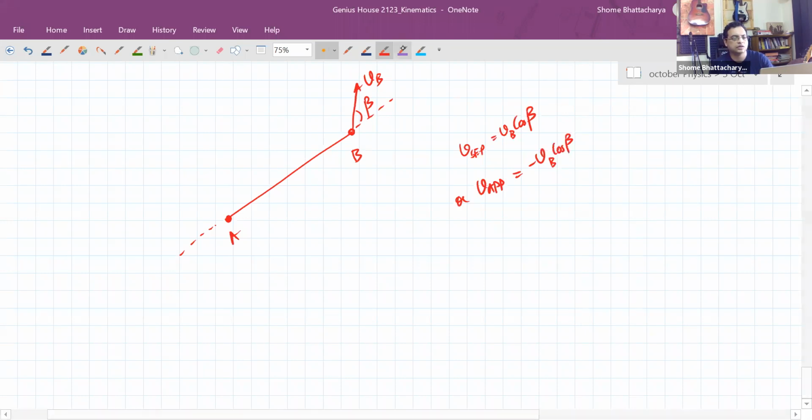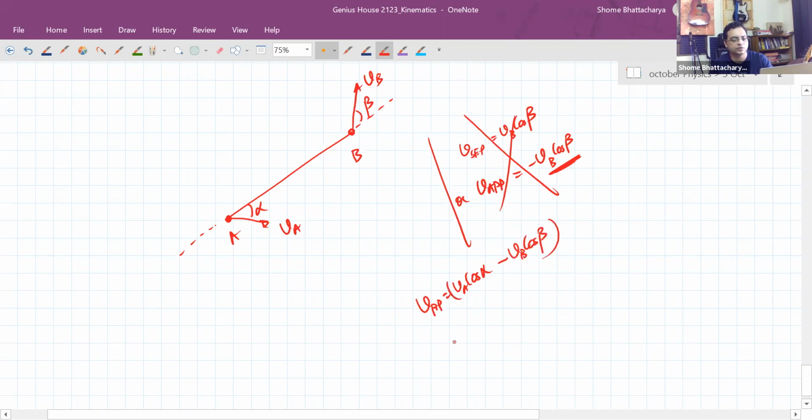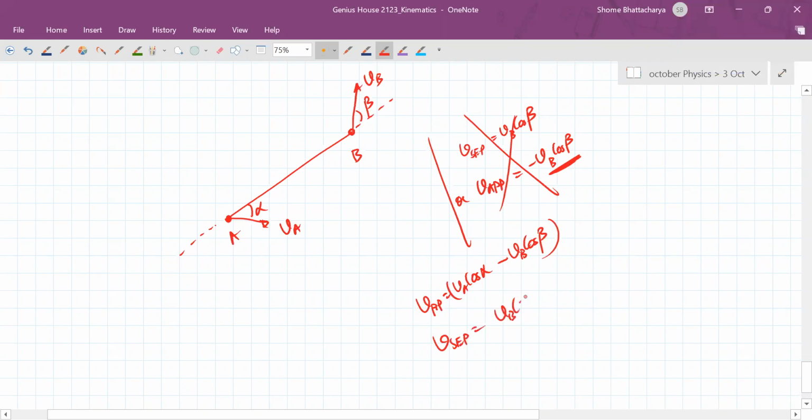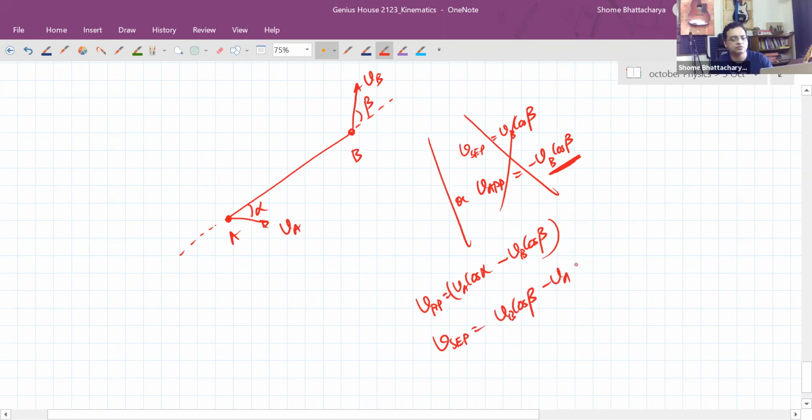cos beta. But now along with that, suppose this one has a velocity VA like this at an angle alpha. Now in this case, what will happen? The approach velocity will be the superposition of this event and this event. So it will be VA cos alpha, but because of this event, there's a contribution of minus VB cos beta. So this is the net approach velocity, or you can say the separation velocity is VB cos beta minus VA cos alpha.